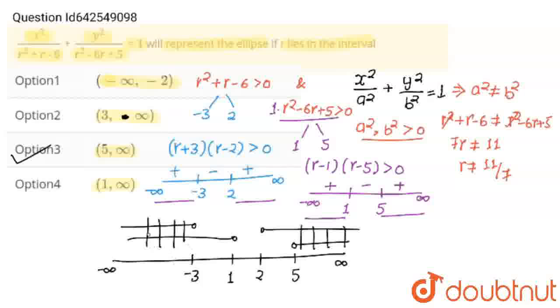And here we got the answer 5 to infinity, and you can see this value does not lie in 5 to infinity. So the correct option will be option 3, 5 to infinity. But the total answer will be minus infinity to minus 3 union 5 to infinity. Students, this is the total answer, but in option 3 only this half part is given. So this is the correct answer among all four options. Thank you, students.